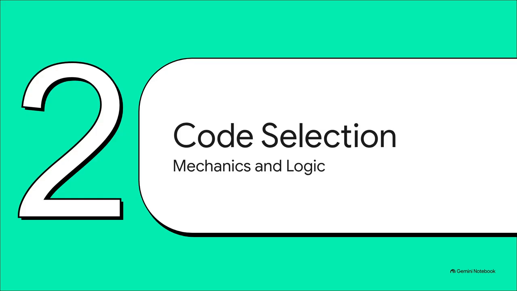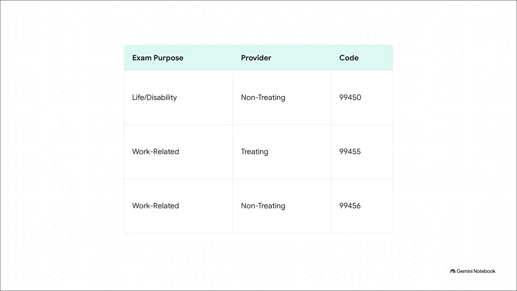Moving right along to Section 2. The mechanics of code selection. Picking the right code basically boils down to a simple logic tree based on two things: the purpose of the exam and who's doing it. If the exam is for basic life or disability insurance and it's done by an independent doctor, so someone other than the patient's usual treating physician, you're going to go with CPT 99450.